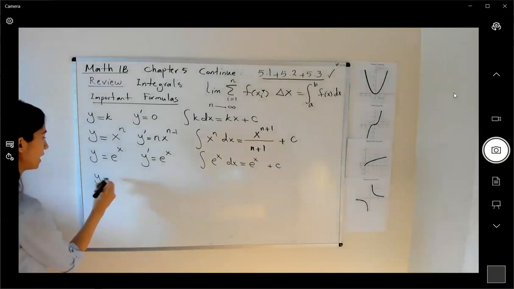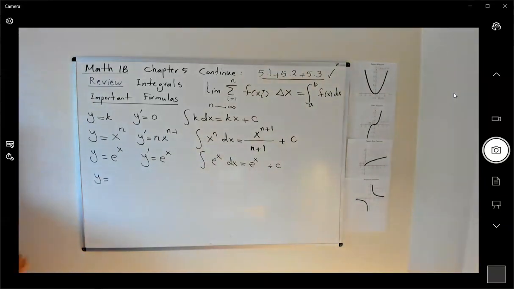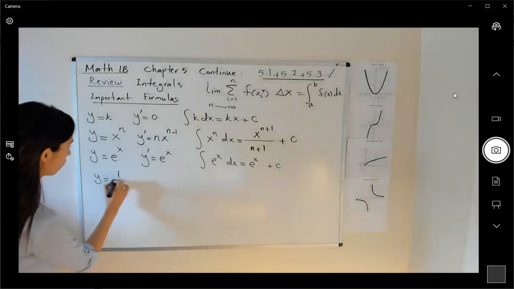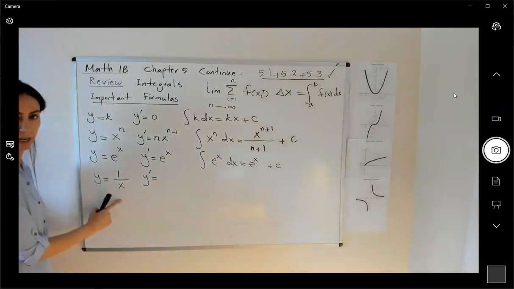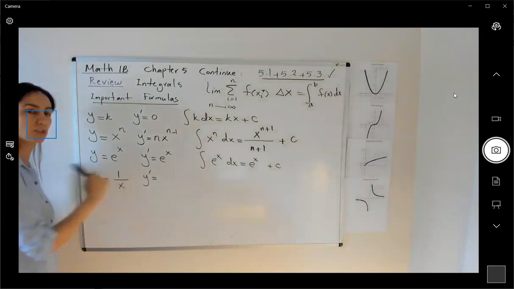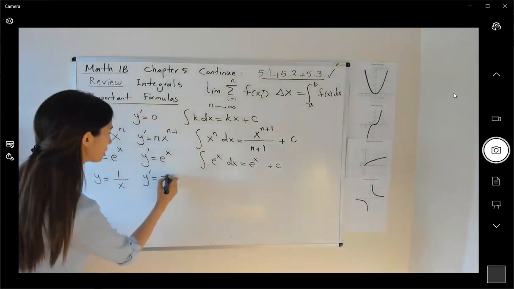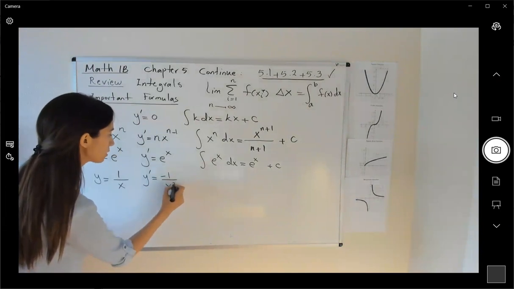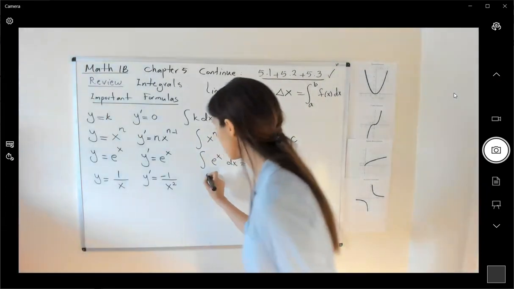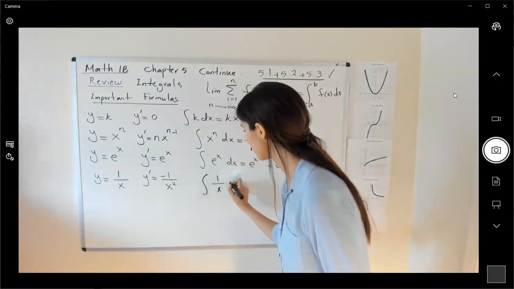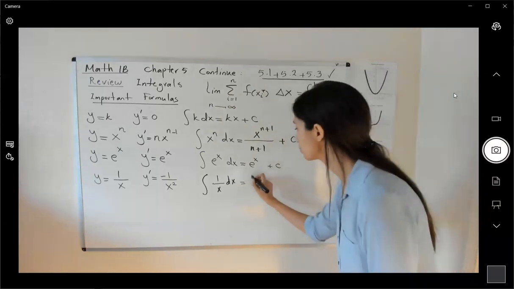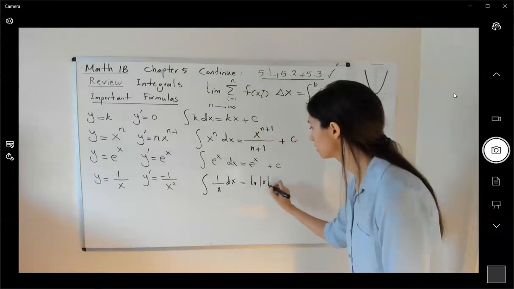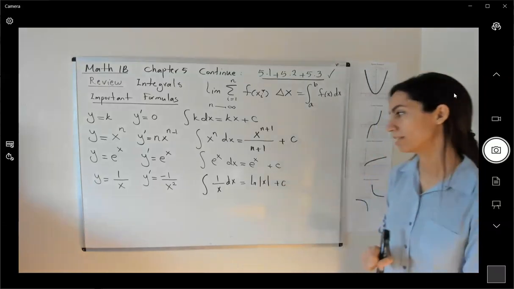We saw that if we have y equals 1 over x, for the derivative of 1 over x, you can either apply the quotient rule or say that this is x to the negative 1, which gives negative 1 over x squared. And the integral of 1 over x dx is defined as ln of the absolute value of x plus the constant of integration.